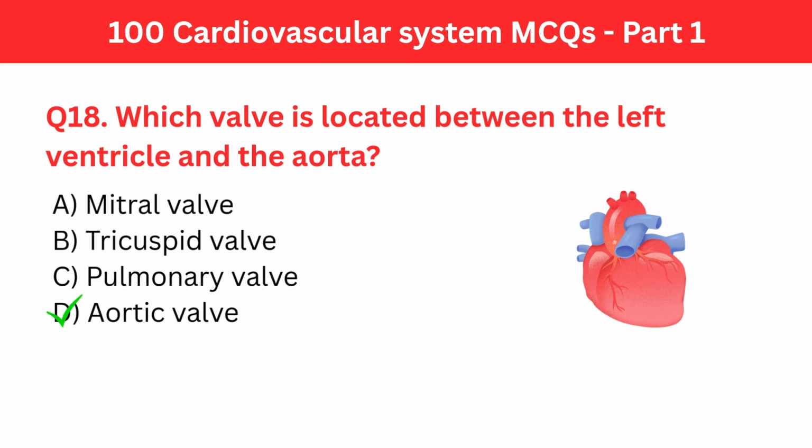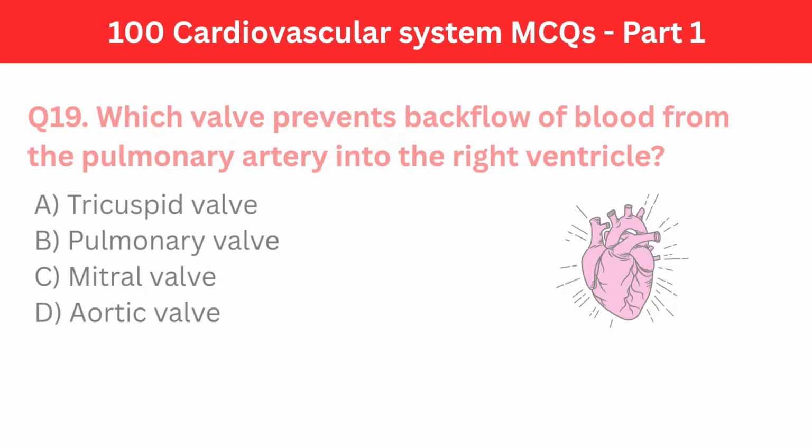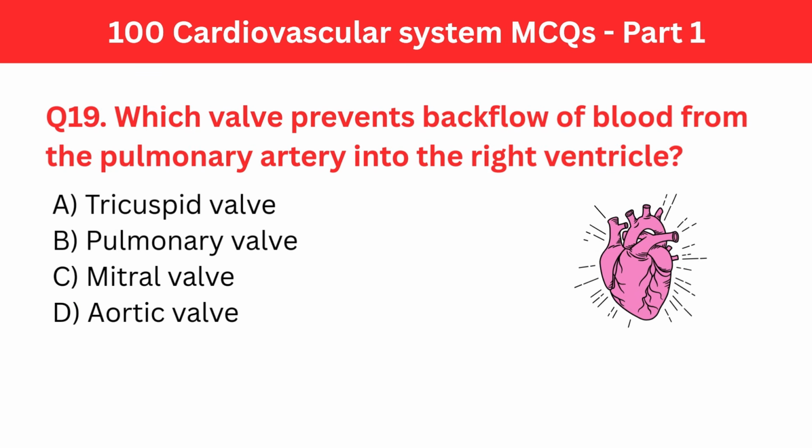The right option is D. Aortic valve. Question number 19. Which valve prevents backflow of blood from the pulmonary artery into the right ventricle?